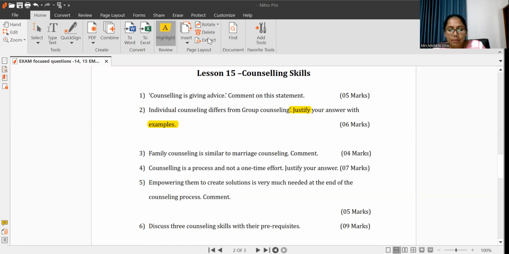Then exploring problem. When you try to explore the problem, it's like learning more about your client and why they have come to counseling. So exploration is necessary to understand the client's thoughts and feelings concerning their pressing problem.